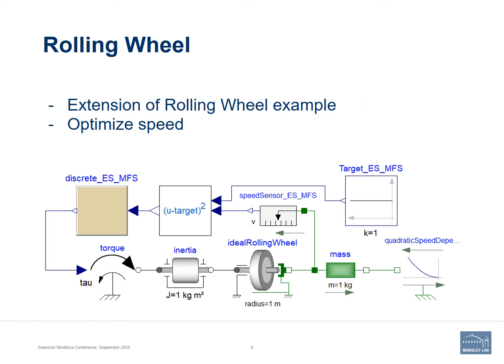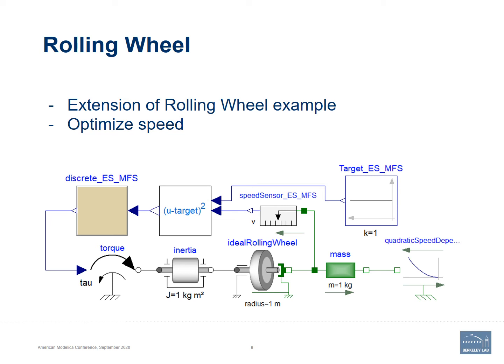Another physical example we use is the rolling wheel example. It's another extension of the Modelica standard library. In this example, we have a rolling wheel, which has a mass of 1 kilogram. It has inertia of 1 kilogram square meter. And we apply a torque to the rolling wheel and want to optimize the speed.